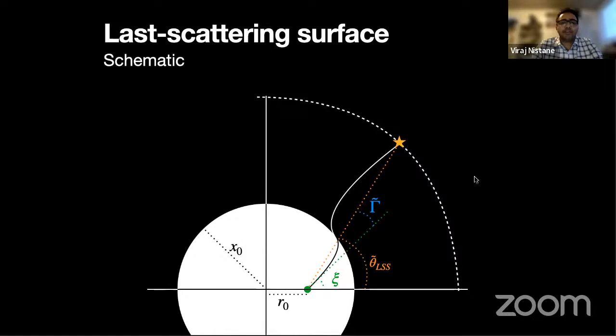So it's not that strong an effect, but it can be, depending on the void size x naught and the observer position r naught from the center of the universe. These two parameters will also come in at a later point in the presentation, and we'll see the effects of changing them.